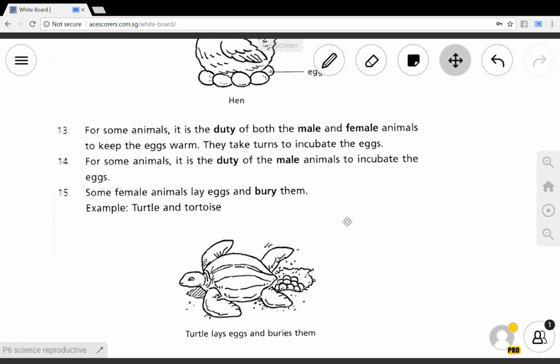So for some animals, it is the duty of both the male and female to keep the eggs warm. For others, it's the duty of the male to incubate the eggs.